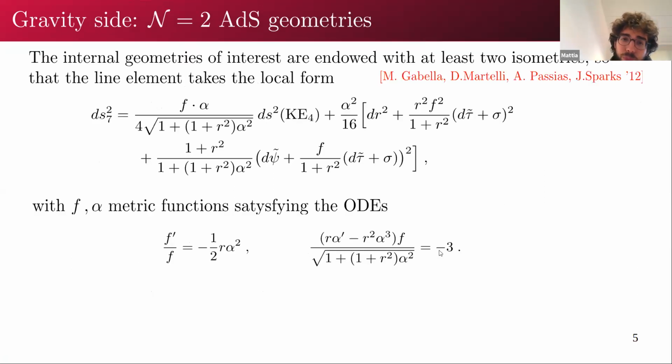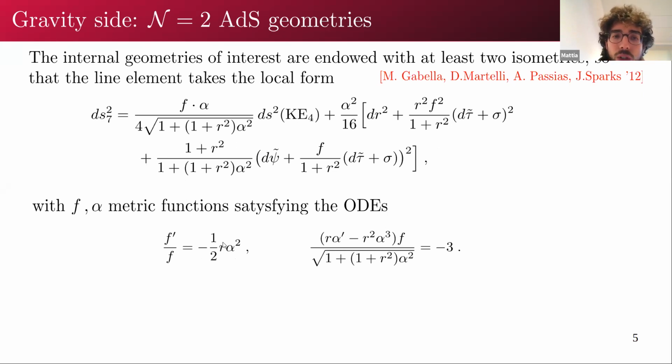But luckily for us, we will be interested in somewhat easier, or at least nicer looking, geometries, which are the ones for which the internal part preserves at least another isometry. So the line element takes this form, where here we have a Kähler-Einstein four-manifold. And the nice thing is that now those necessary and sufficient conditions can be restated very nicely as a system of two differential equations for the metric functions f and alpha that appear here in the internal metric.